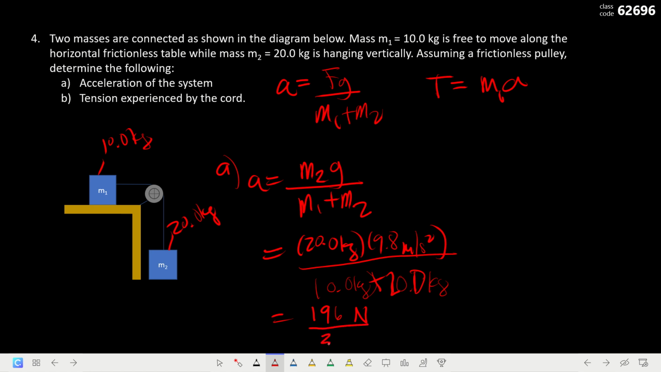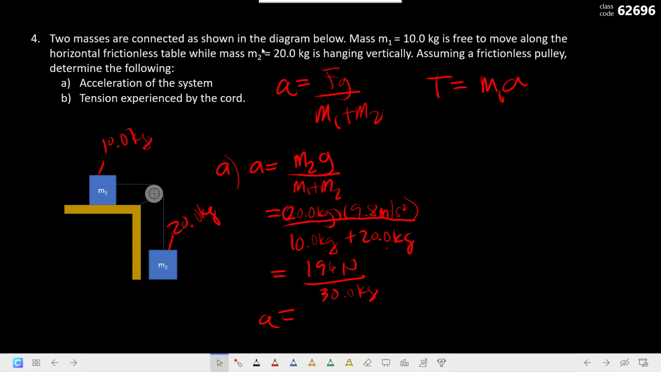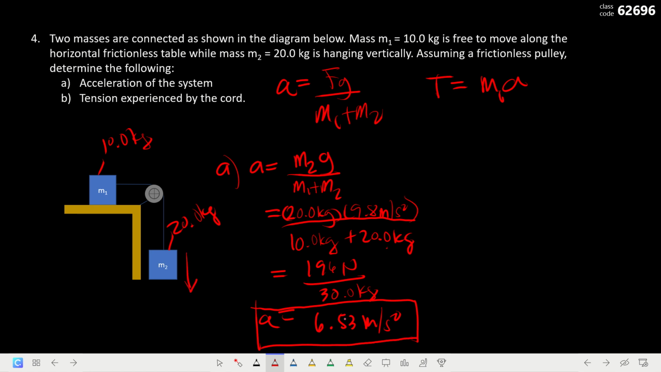divided by 30 kilograms. So, the acceleration, ayusin lang natin yung pagkakasulat. Okay, 196 divided by 30 kilograms is equal to 6.53 meter per second squared. This is the acceleration of our system. So this body M2 is accelerating downwards by 6.53 meters per second squared, and this one is accelerating to this direction by 6.53 meters per second squared.